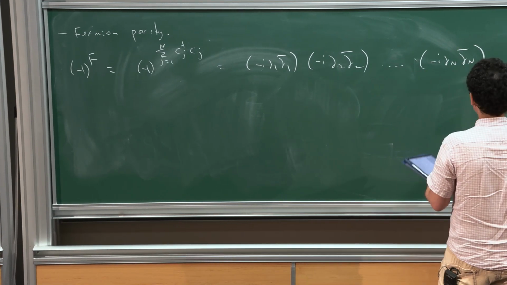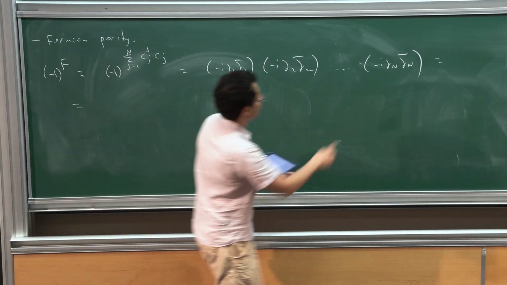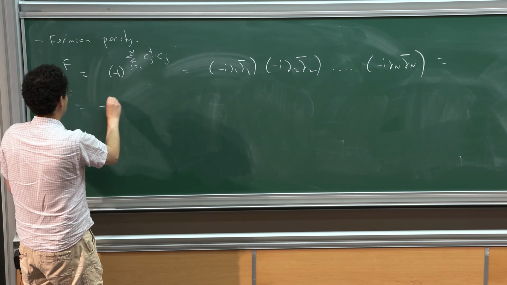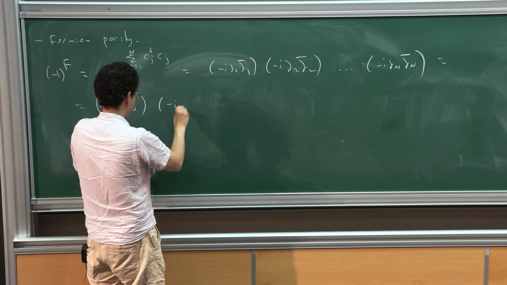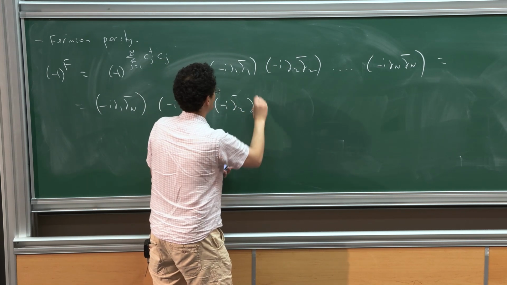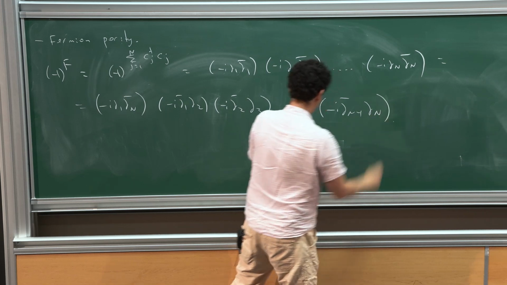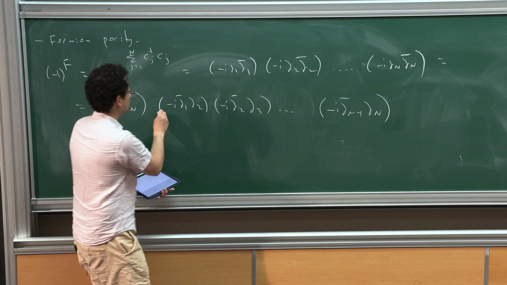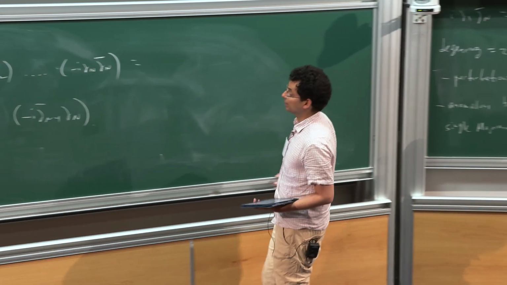Gamma n bar. And now let me regroup this a little bit by moving this gamma n bar over to here. So I'm going to have -i gamma 1 gamma n bar, minus i gamma 1 bar gamma 2, minus i gamma 2 bar gamma 3, up to minus i gamma n minus 1 bar gamma n. Now, both of my ground states of the open chain are eigenstates of all of these operators with eigenvalue +1.